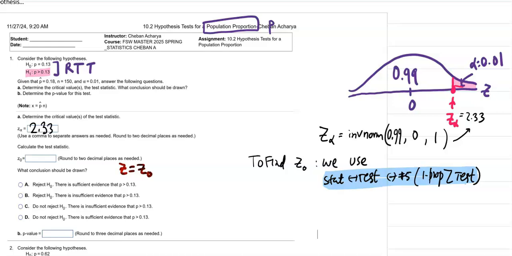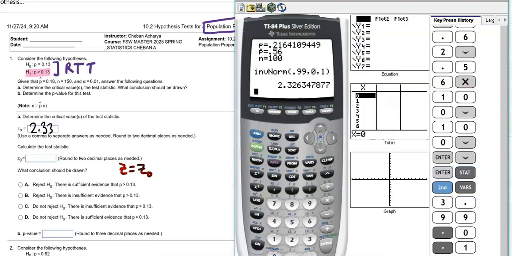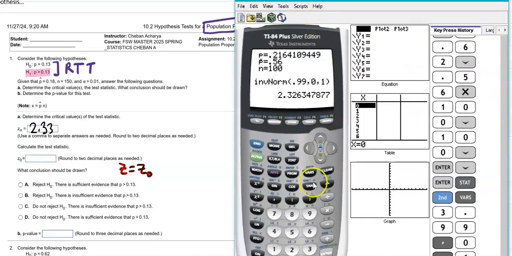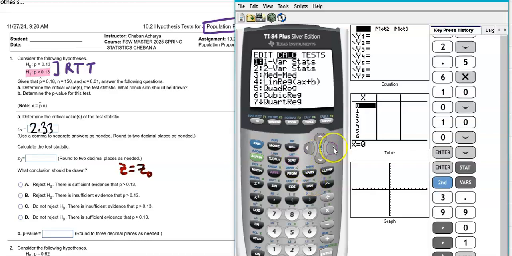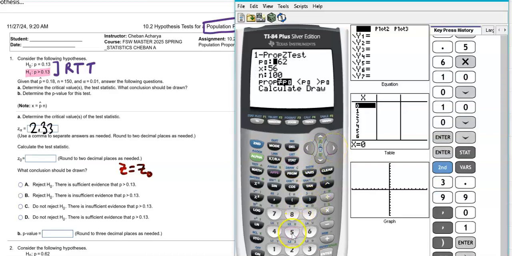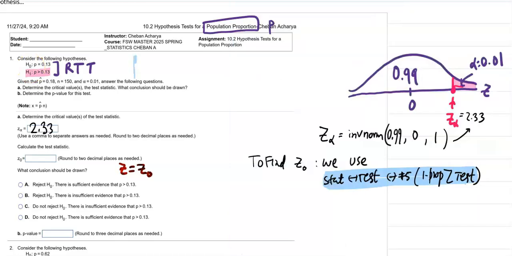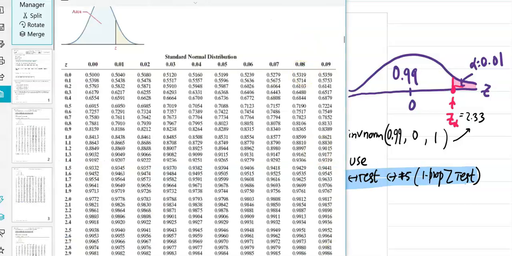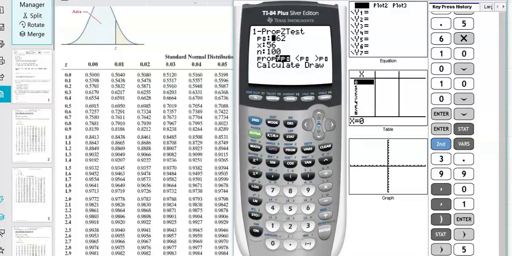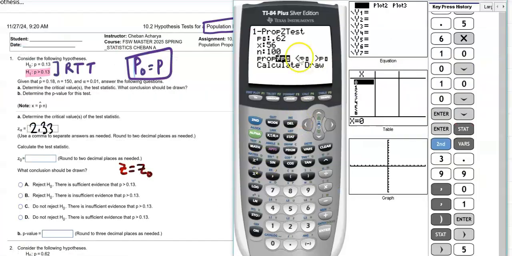Okay, let me go back here. I'm going to open that function: STAT, TEST, number 5. So now you have a function here. What is P0? P0 is the same as P here. Again, this is called the claim value. I'm writing P0 is the same as P, just like Z0 is the same as Z. And let's put the values in the calculator.